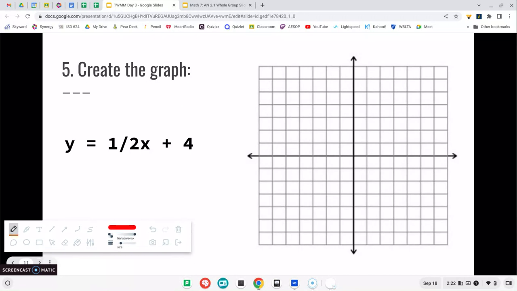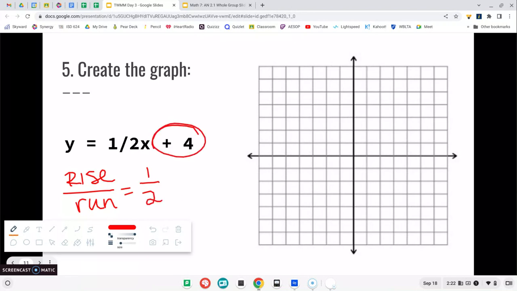Now, I know some people don't like when they see fractions, but actually for slope, it's a lot easier when it's written as a fraction because it already tells us our rise and our run right there at the beginning. Okay, again, always start with your y-intercept of positive 4. 1, 2, 3, 4. This time my rise is 1 and my run is 2. So notice how I went up 1 to the right 2.